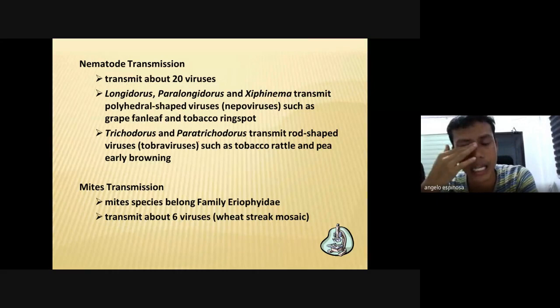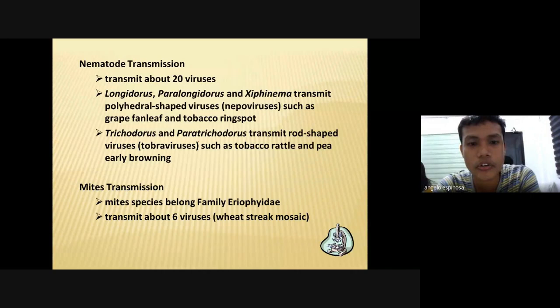Such as grapevine fanleaf and tobacco ringspot. Yun ang kanyang symptoms, no? Grapevine fanleaf and tobacco ringspot. And we have also Trichodorus and Paratrichodorus, which transmit rod-shaped viruses such as tobacco rattle and pea early browning. Okay? This one will not come out sa board exam.